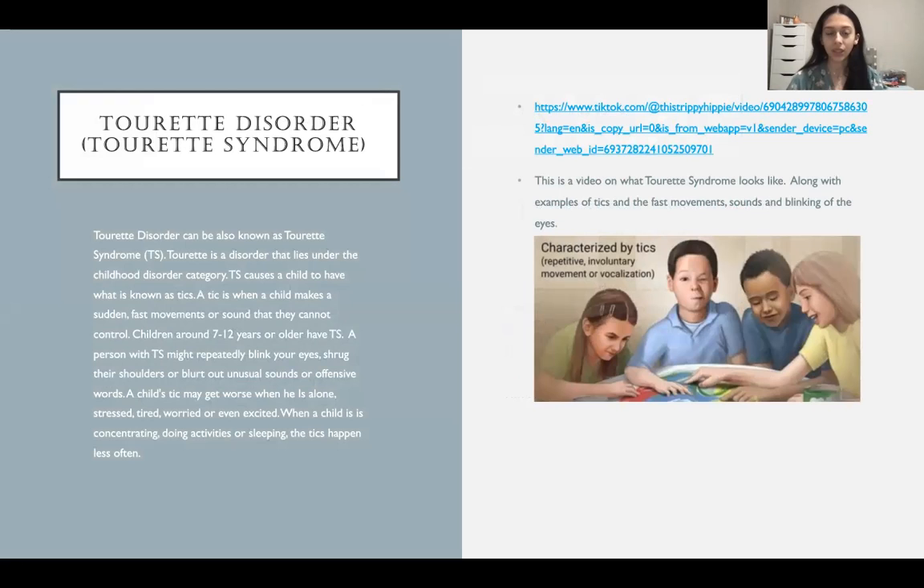So I'm going to begin with Tourette disorder. Tourette disorder can also be known as TS. Tourette is a disorder that lies under the childhood disorder category. TS causes a child to have what is known as tics. A tic is when a child makes a sudden, fast movement or sound that they cannot control. I guess we may see it as a reflex, like when someone comes in our face and we jerk really fast. That's basically what a tic is. But for them, a tic is uncontrollable.